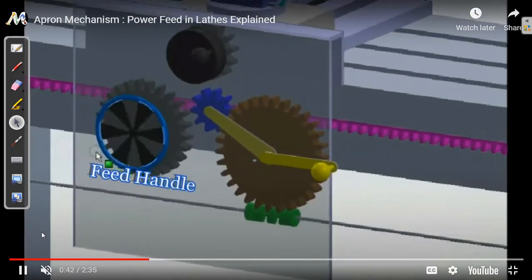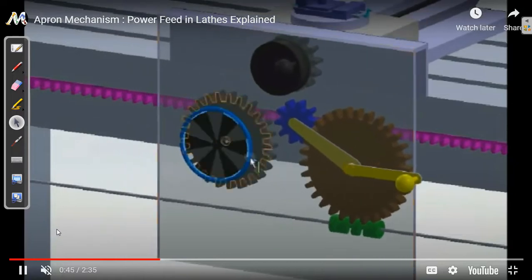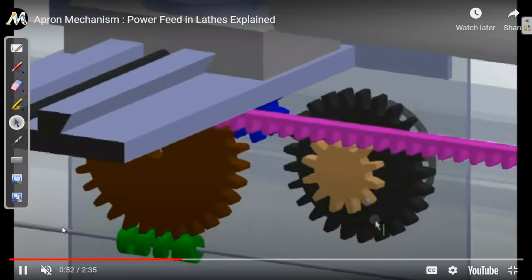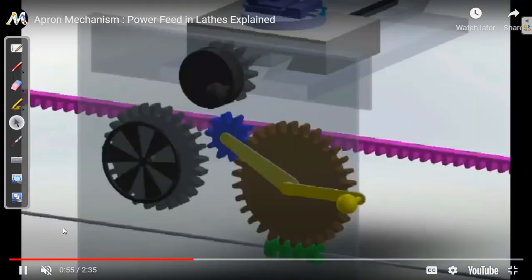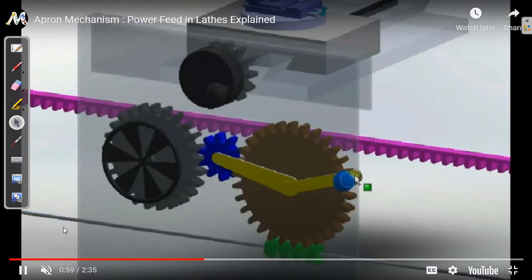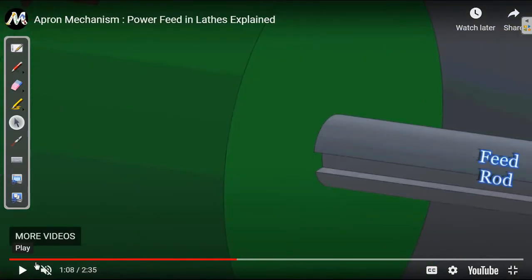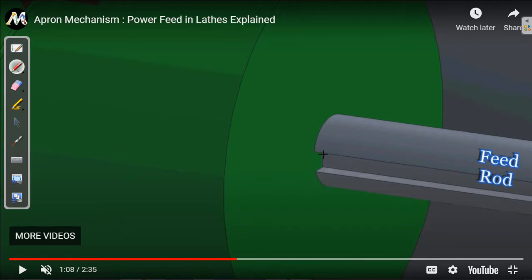First of all it is shown with the hand wheel. At that time there is no power to the feed rod, so the feed rod is not rotating. Now if you give the automatic feed to the feed rod and engage either the cross feed or the longitudinal feed, you see the feed rod rotating. Here you can see this particular slot, which is called the keyway. Through a key, this worm is connected with the feed rod, so power is transmitted from the feed rod to this worm through the key.